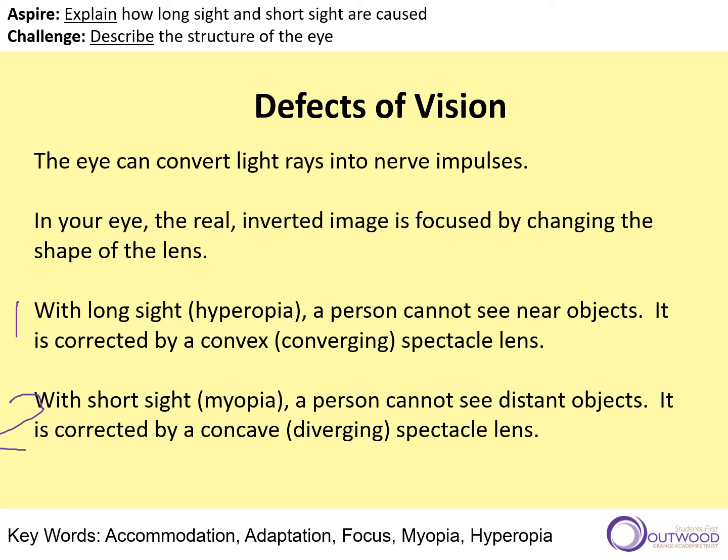If you've got short-sightedness, myopia, which a lot of people do have, particularly when they're younger, it's mainly short-sightedness, and as you get older, it becomes more and more long-sighted. That's because of the muscles not being able to contract and relax as well as they should be able to. So a person cannot see distant objects. It's corrected by a concave lens. Okay, so long-sighted, convex, short-sighted, concave.